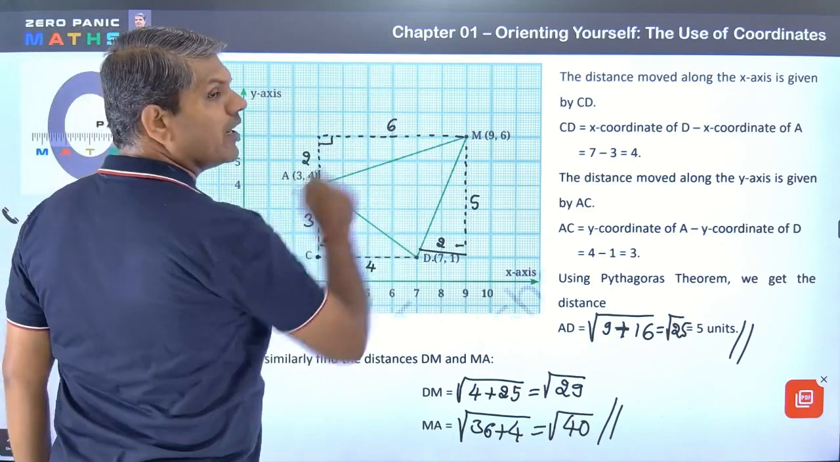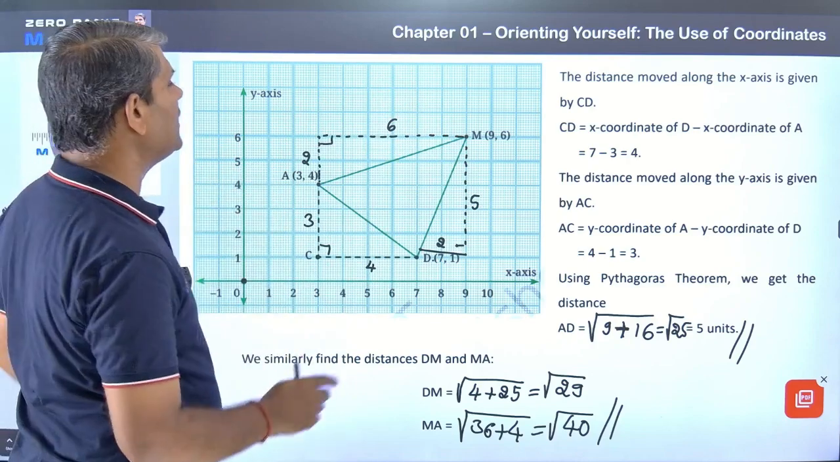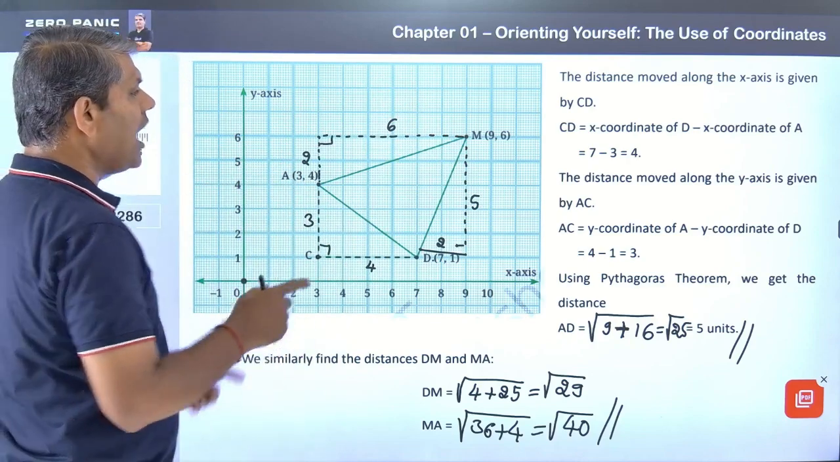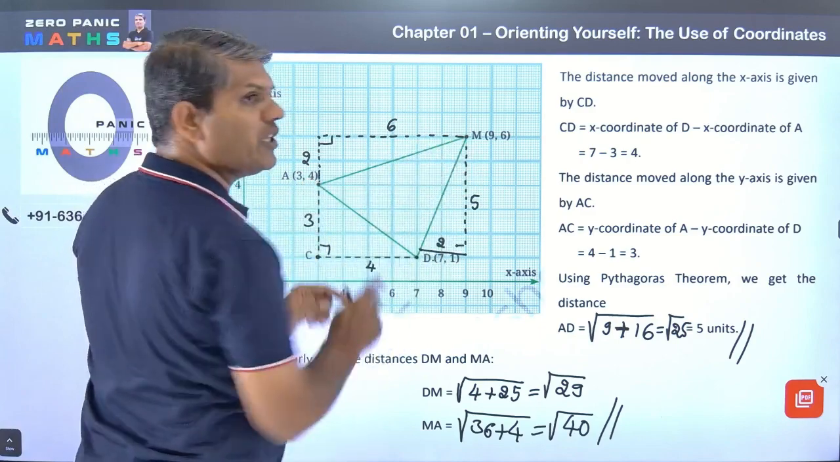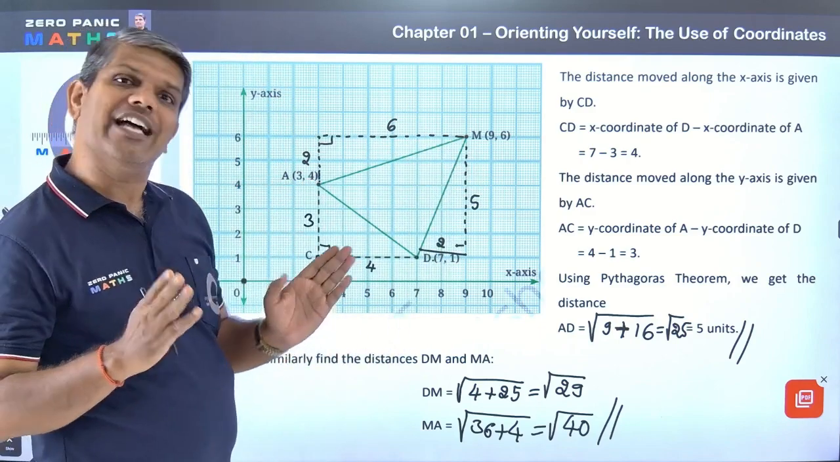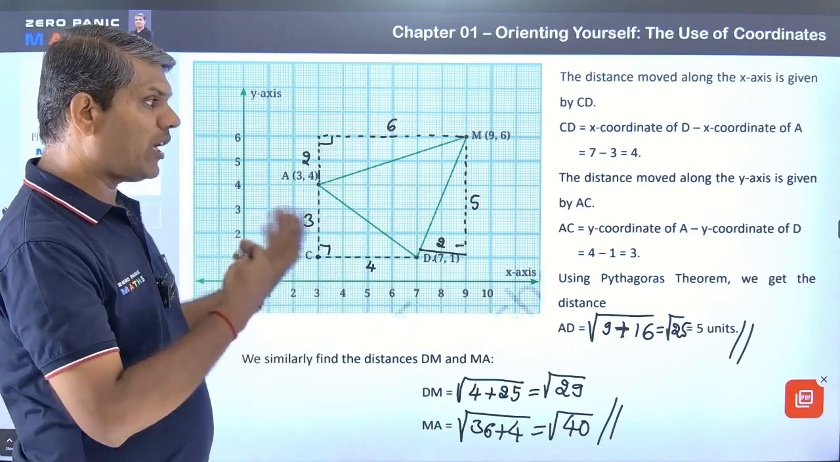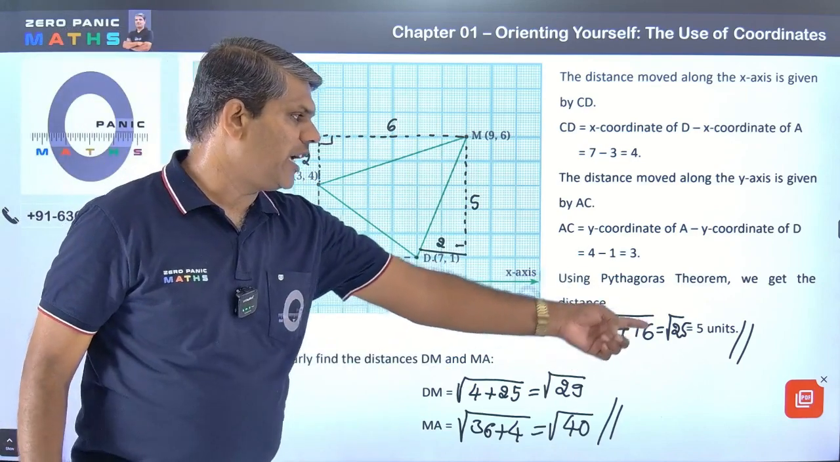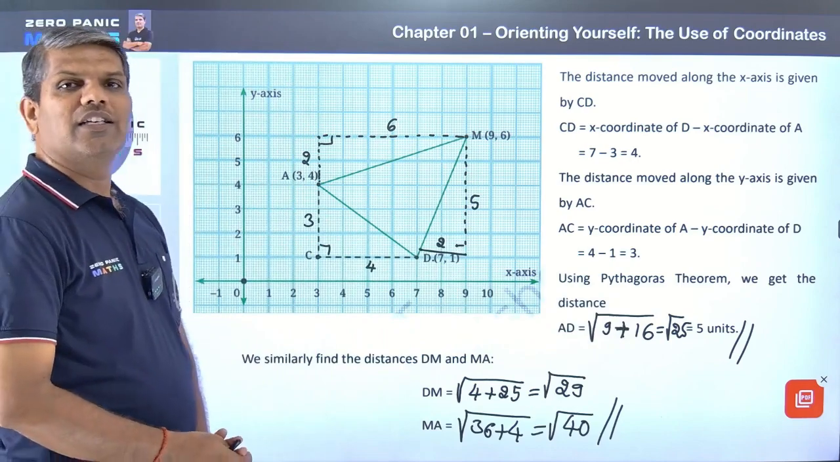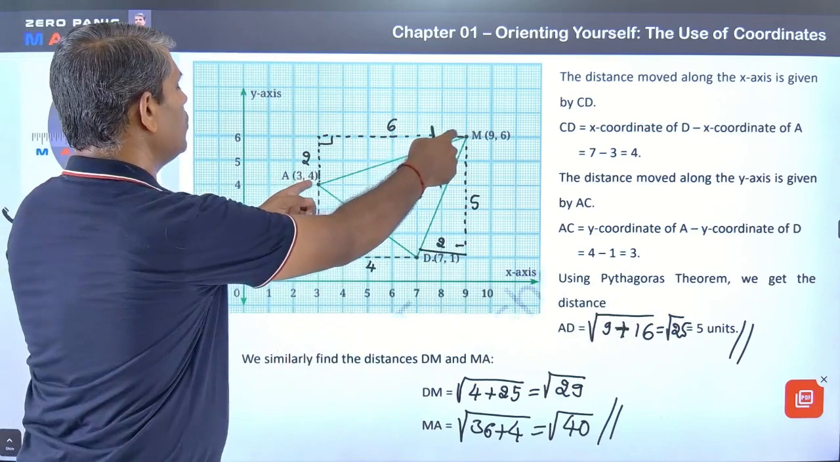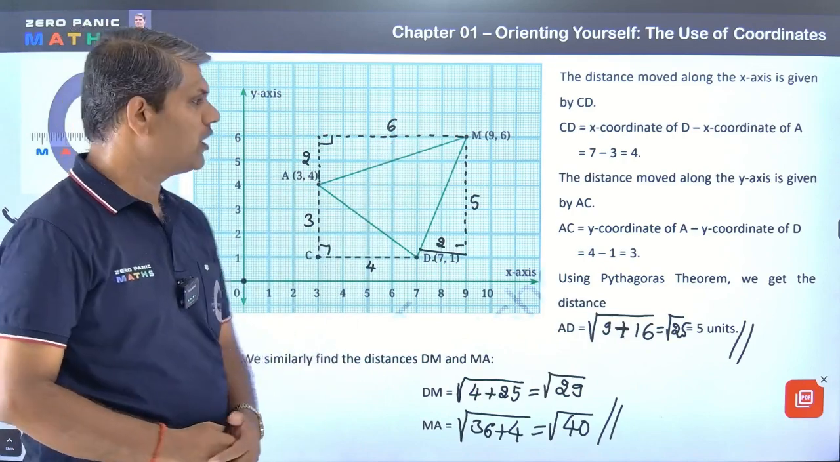Okay, this is how you will find out the distance between any two given coordinate points: by drawing an imaginary right angle triangle, and making the line for which you want to find the distance the hypotenuse, so that you can apply the Pythagoras theorem directly and find out the exact distance between any two given coordinate points.